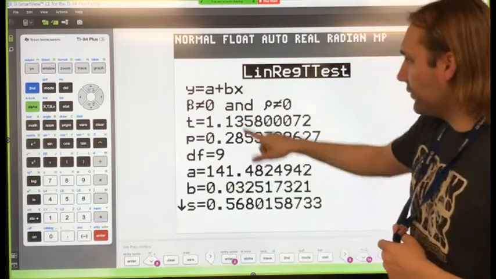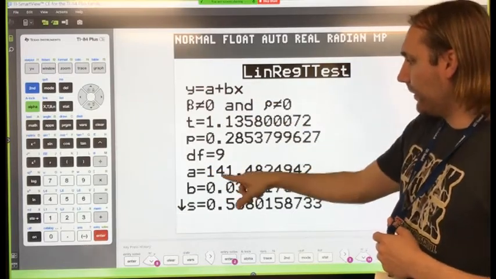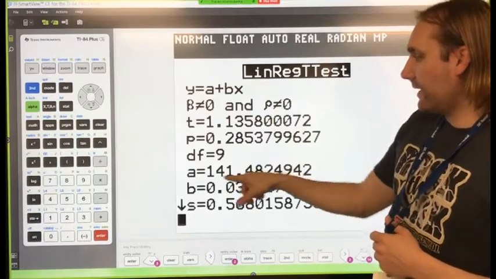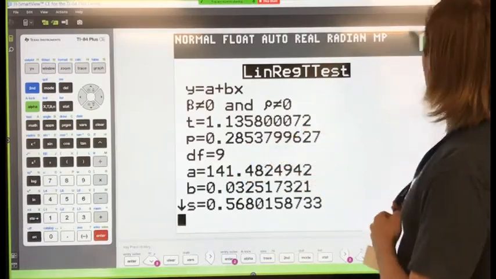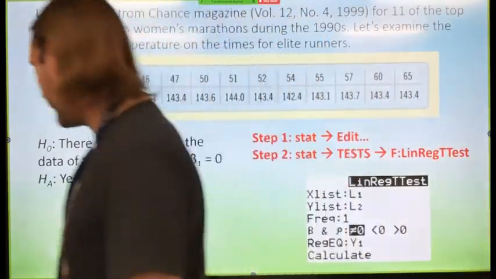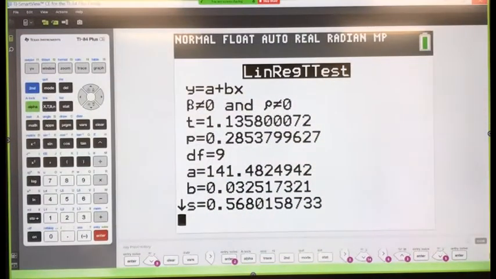Notice it also gives you your equation, y equals a. So 1.41, that's my initial time here of what I started with. So what did we start with in 1990? So let's say 1990. The initial one was 141. And then each year, is it increasing or decreasing? With a b value of 0.03.